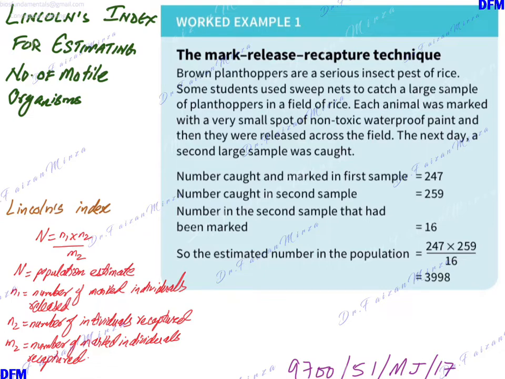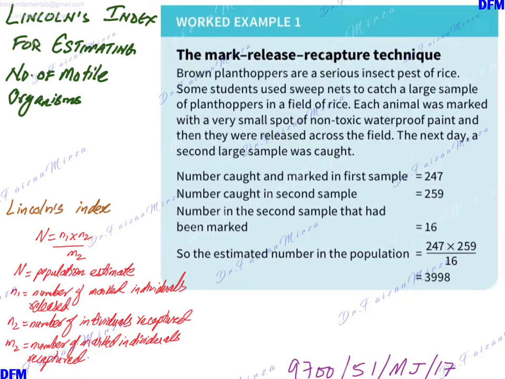How do we do that? For example, we are calculating the number of organisms of the brown plant hopper. These are a serious concern for rice fields. They are insect pests of rice that damage the crop. So how do we go about it? We use the mark, release and recapture technique.